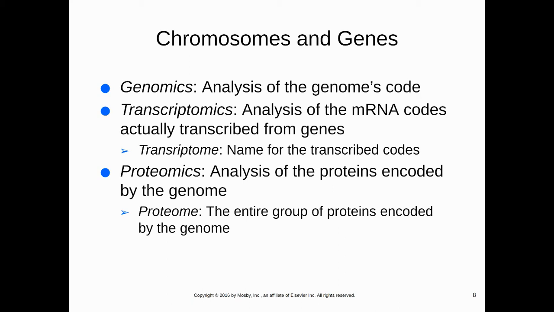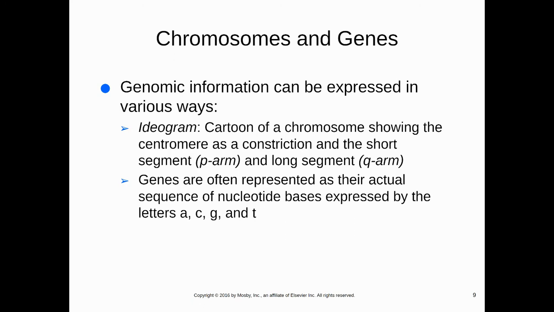And then if you're looking at the proteins, that's going to be a different thing as well. Okay? So genetic information, genomic information can be expressed in a variety of different ways. You can do it in an ideogram, which basically shows the area along the chromosome where exactly it is, or they can also be represented as actual nucleotide bases.